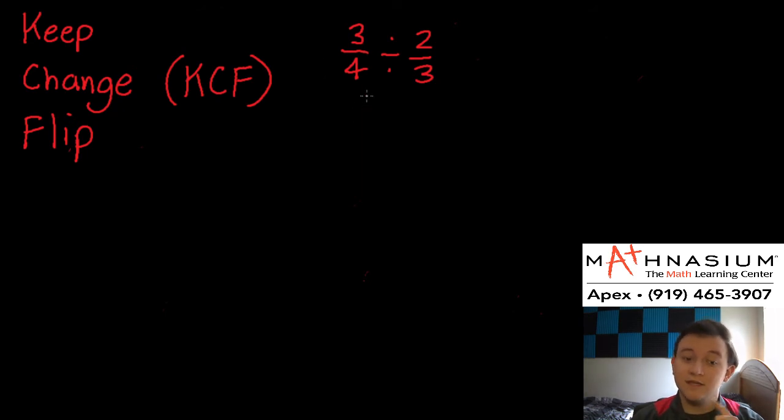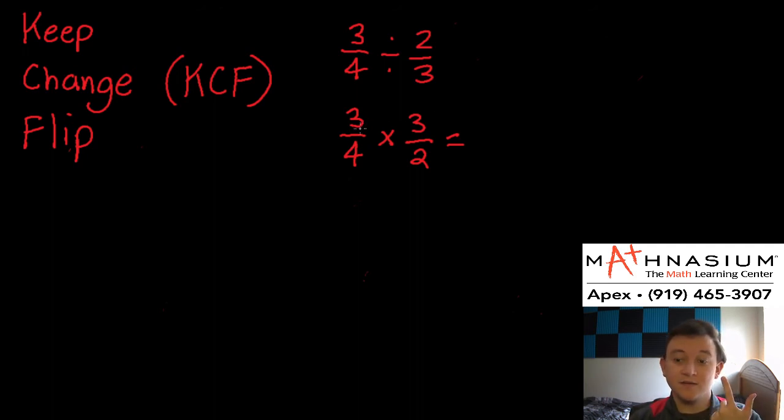So keep means that we keep the first fraction the same. Change means you change the operand from division to multiplication. And then flip means that you find the reciprocal, or just you flip your fraction, so numerator becomes denominator, and denominator becomes numerator. So 2/3 simply becomes 3/2. And then it's just multiplying some fractions. Multiply numerator times numerator, denominator times denominator, make into a mixed number, reduce, and all of that.